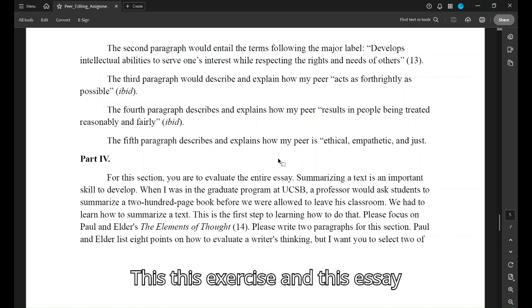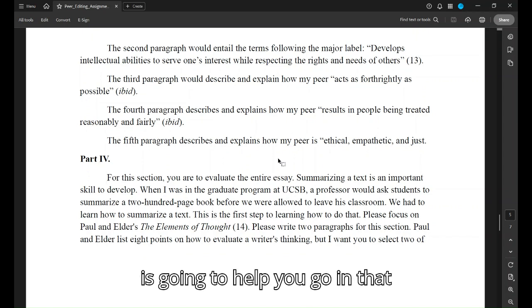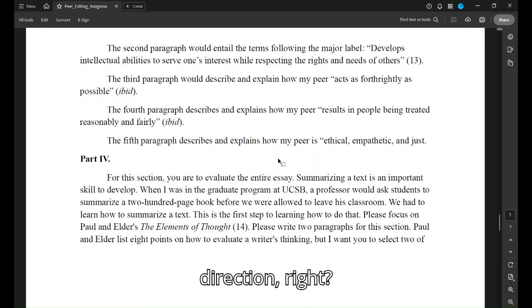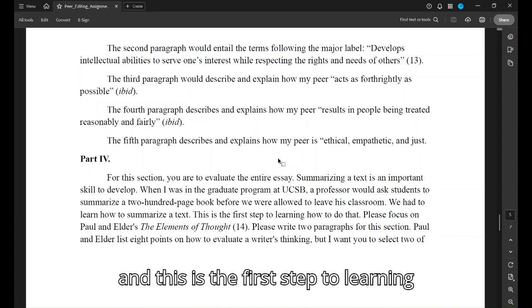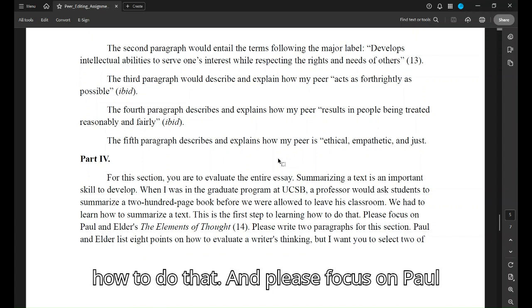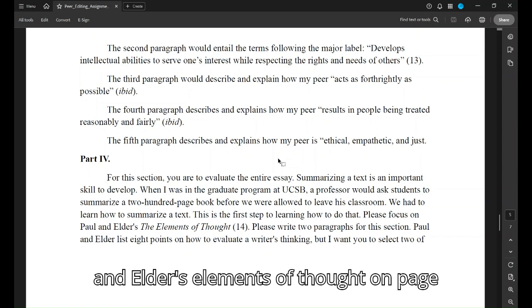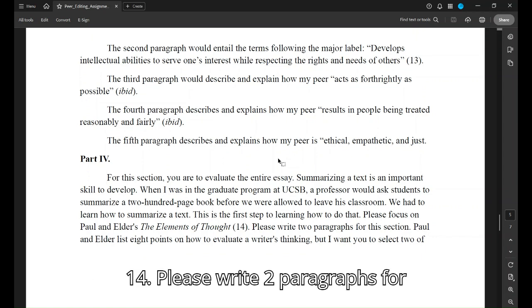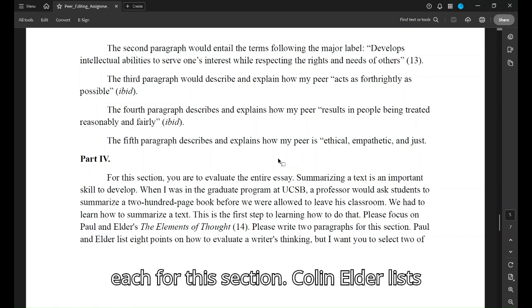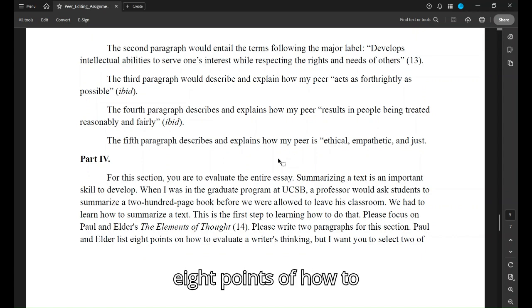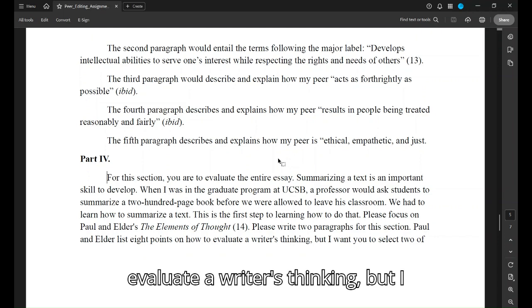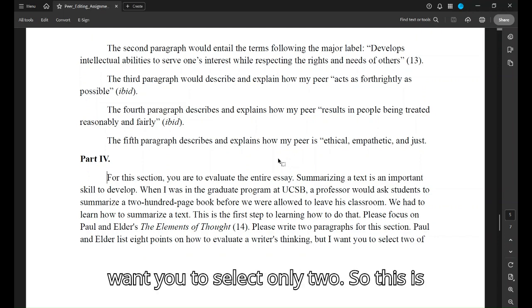This exercise and this essay is going to help you go in that direction, right? So we had to learn how to summarize, and this is the first step to learning how to do that. And please focus on Paul and Elder's elements of thought on page 14. Please write 2 paragraphs for this section. Paul and Elder list 8 points of how to evaluate a writer's thinking, but I want you to select only 2. So this is what I mean.